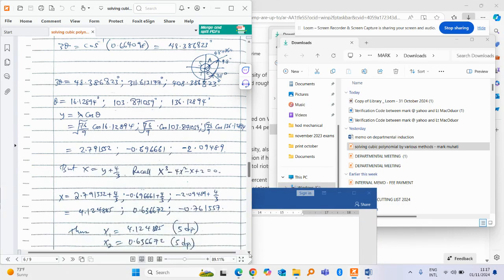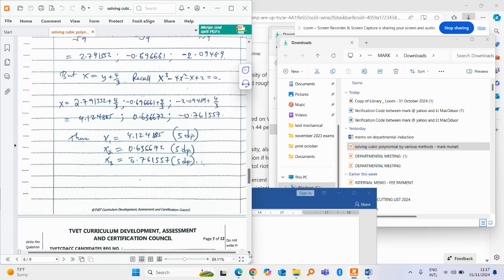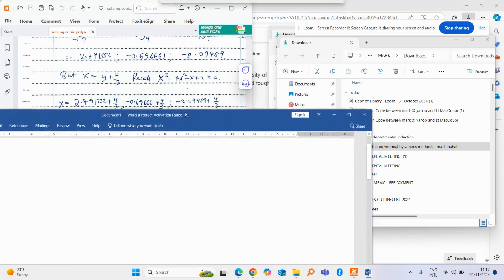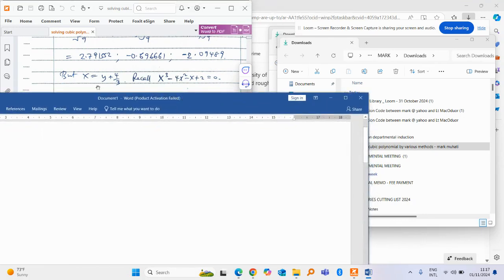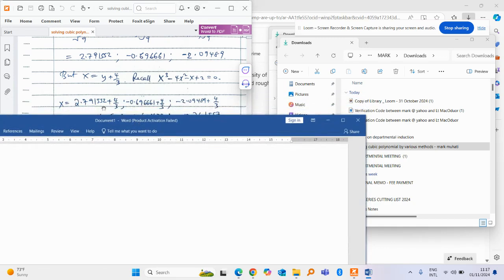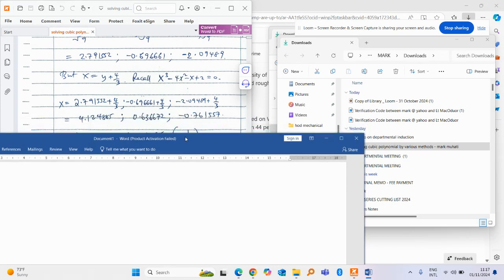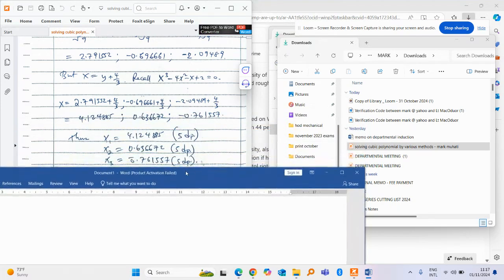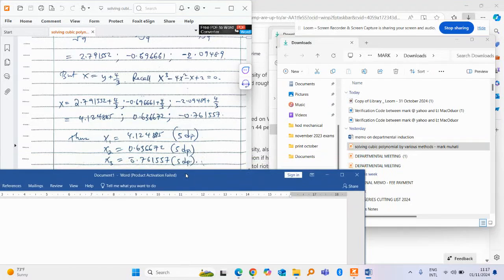But remember that our question was asking us for the values of x. So we replace our values of x. Remember that x is equal to y plus 4 over 3. Recall this equation, that's the one we are solving. So when we do that, we add 4 over 3 to the first answer. We add 4 over 3 to the second answer. The third answer, we also add 4 over 3. And that gives us those answers. And of course, that is where we end our video on trigonometry.